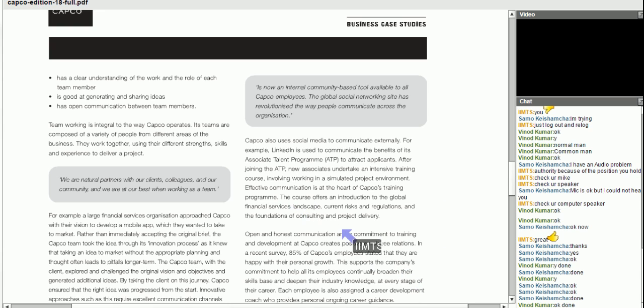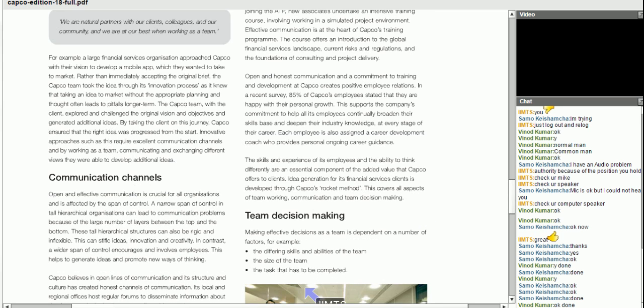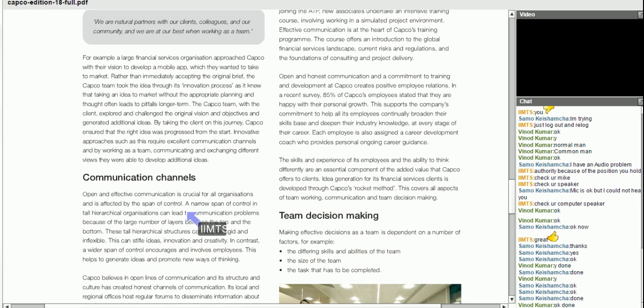Okay. So open and honest communication and a commitment to training and development at Capco creates positive employee relations. So 85% of the employees in the survey said that they are happy with their personal growth. So this is it. Then what are the communication channels?